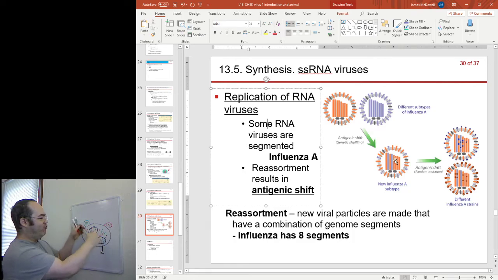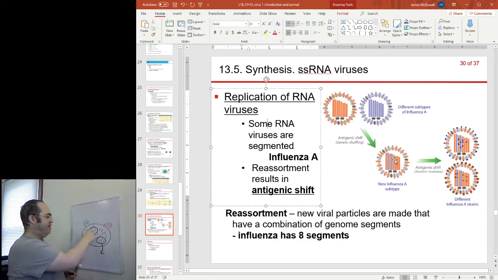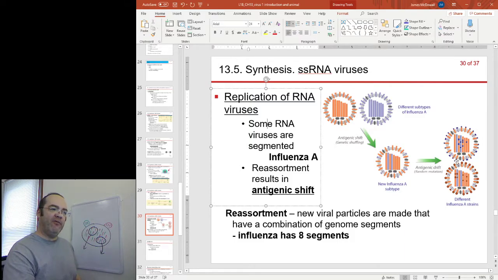So we've had a rejumbling of the viral strands inside these new particles, and that can lead to large changes in the antigenic determinants of the virus. And this is known as antigenic shift.